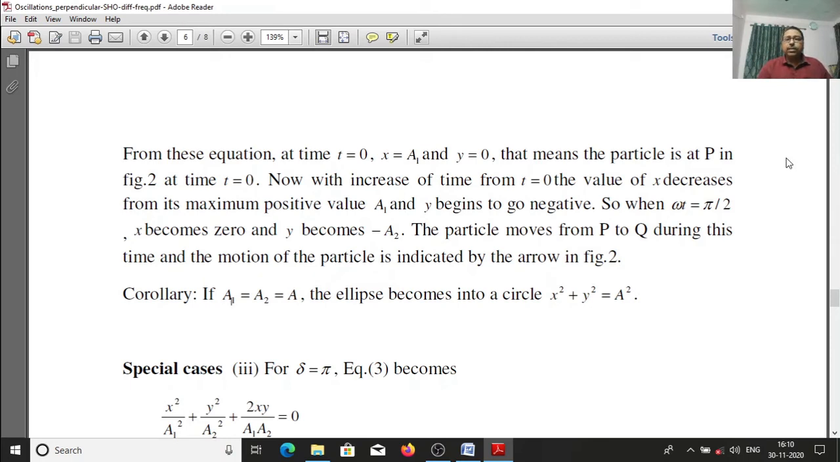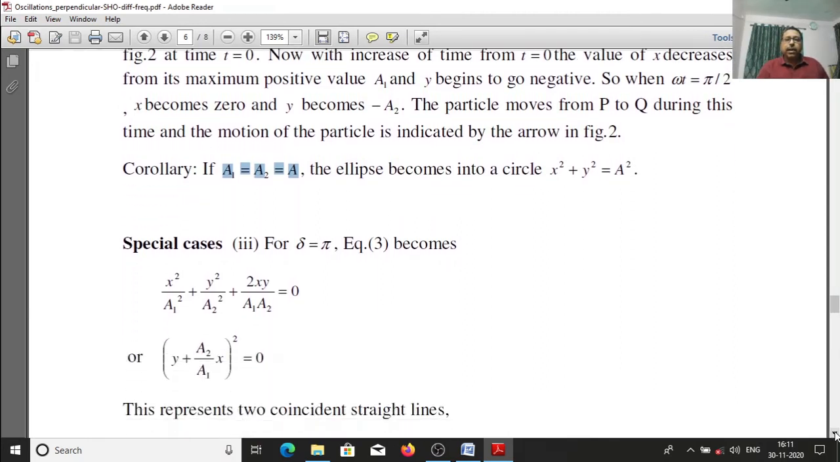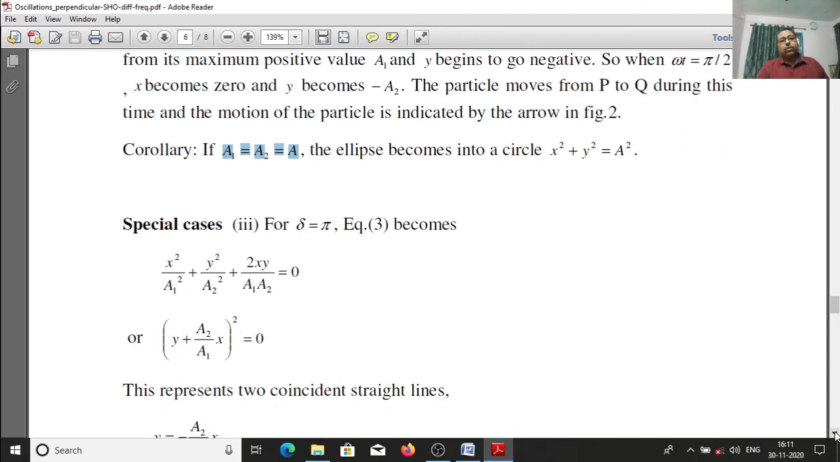The equation of the ellipse is x square by a1 square plus y square by a2 square equal to 1. Now if a1 and a2 are equal, both equal to a, the ellipse becomes a circle, x square plus y square equal to a square. Special case 3: now when delta equal to pi, then what happens?